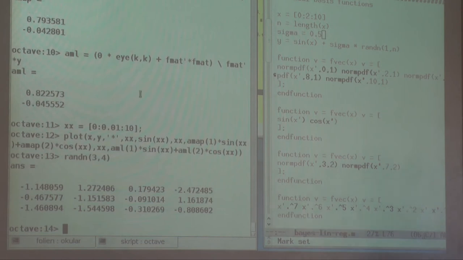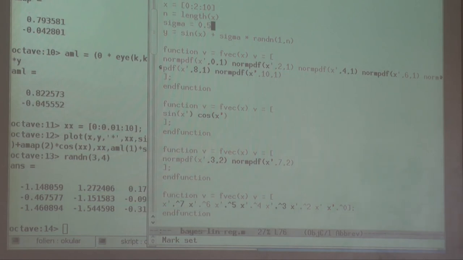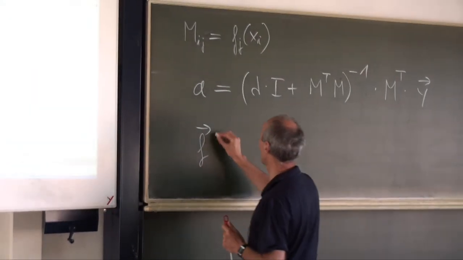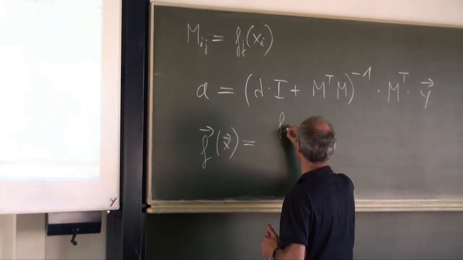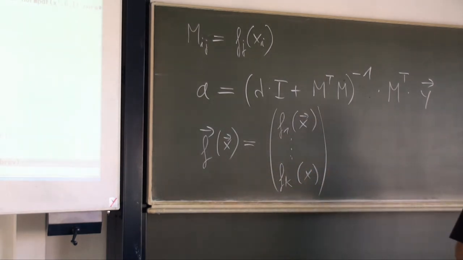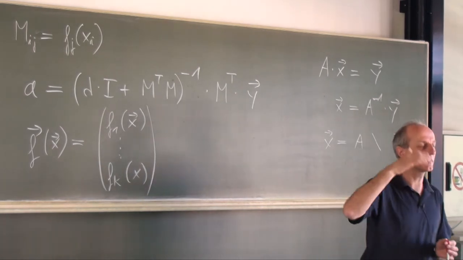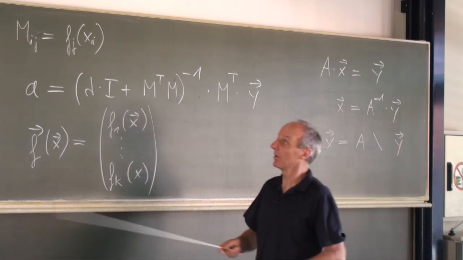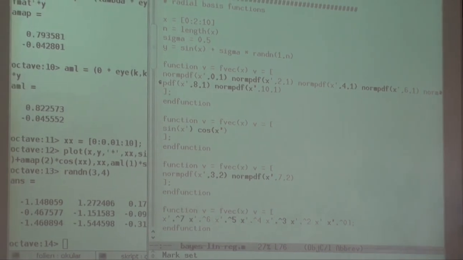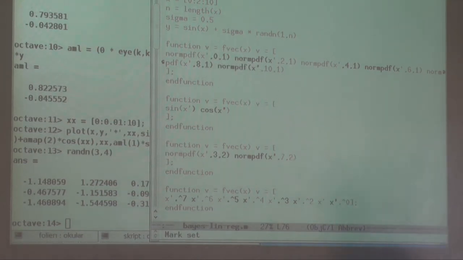Okay, so that's what we did, and maybe now we have to look at this function here. What we also used in the script was such a function vector, f vector of x vector. And this is f1 of x up to fk of x. And now, because we use radial basis functions, and we may use many of them, I don't want to define individual functions for every radial basis. And that's why I defined this function. Maybe somebody knows better how to do it, but it's not too bad what I did here, I guess.